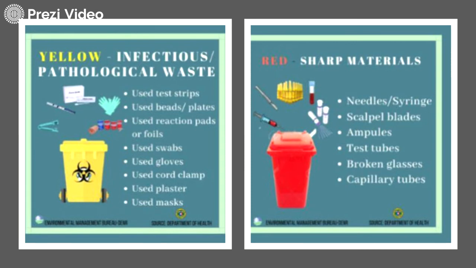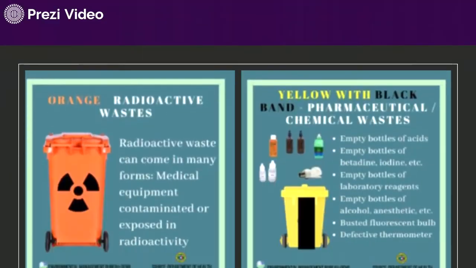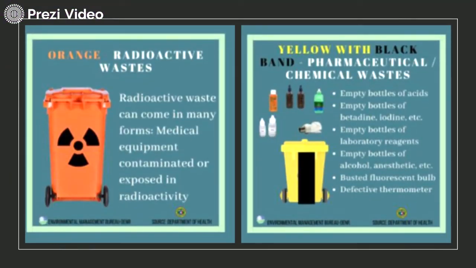And then, red, for the sharps material. Okay, so example of that is needles, syringes, scalpel blade, ampules, test tube, broken glass, and capillary tubes. So, ito yung mga nilalagay natin sa red trash bin or red bag. Now, for the yellow, again, radioactive waste. So, all of the waste that came from medical equipment contaminated or exposed to radioactivity.